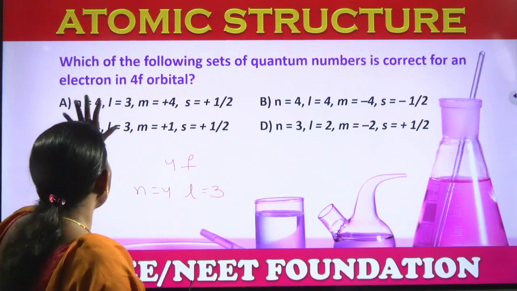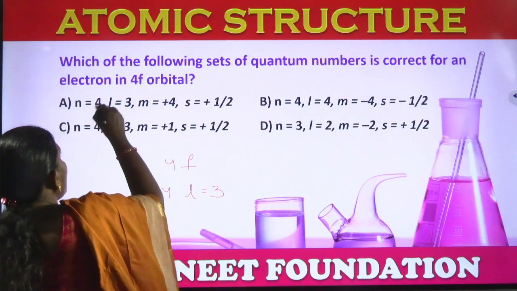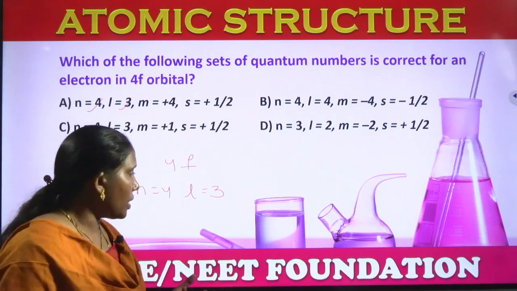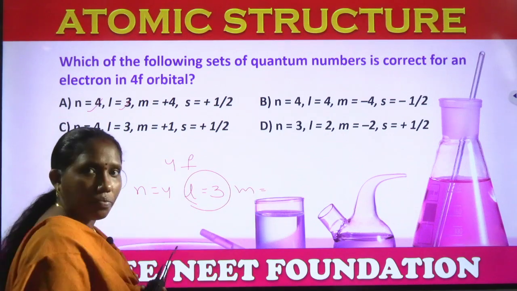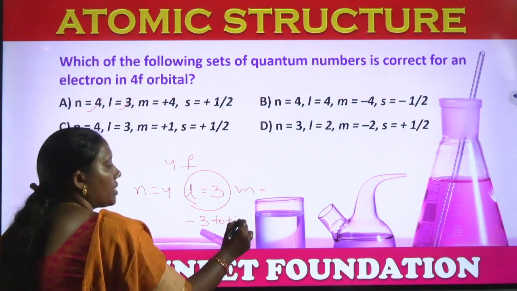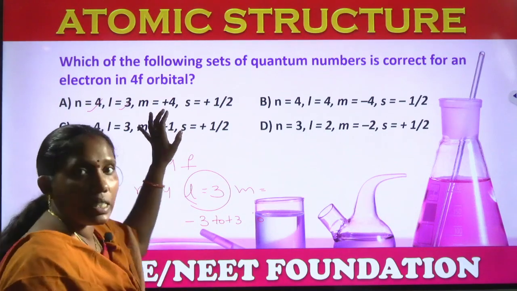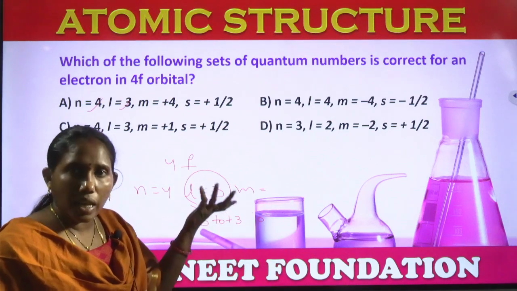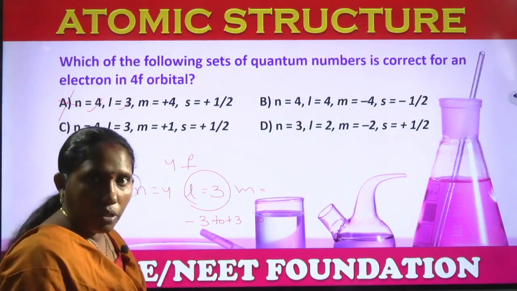Let us check the first option. n equal to 4, L equal to 3. Okay, correct. n value is correct, L value is correct. But come to the m. What we said, m value always should be within the limit of L. That is nothing but m value should be in between minus 3 to plus 3 including 0. But in the first option m is given plus 4. m is always equal to or less than L, not greater than L. So this quantum number is not possible.